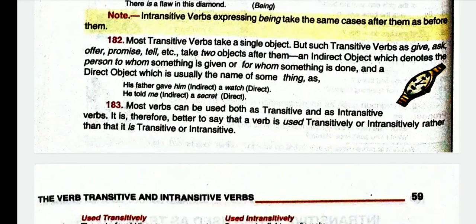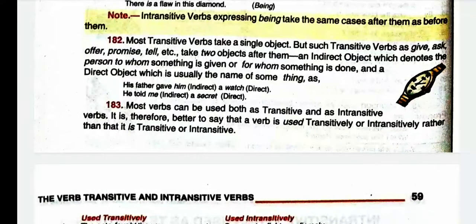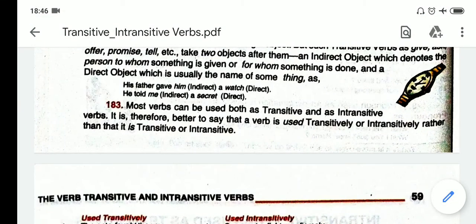183. Most verbs can be used both as transitive and intransitive. This is very important. 183. It is not necessary that if there is a verb, it can only be used as a transitive verb. It can also be used as an intransitive verb. So it is not necessary, keep it in mind. So most verbs can be used both as transitive and intransitive verbs. It is therefore better to say that a word is used transitively or intransitively rather than that it is transitive or intransitive. Very important point.